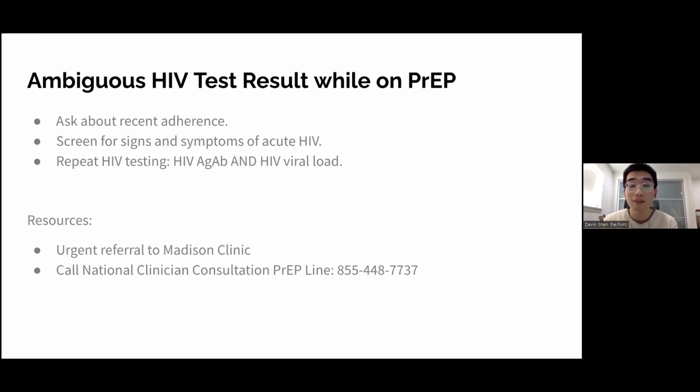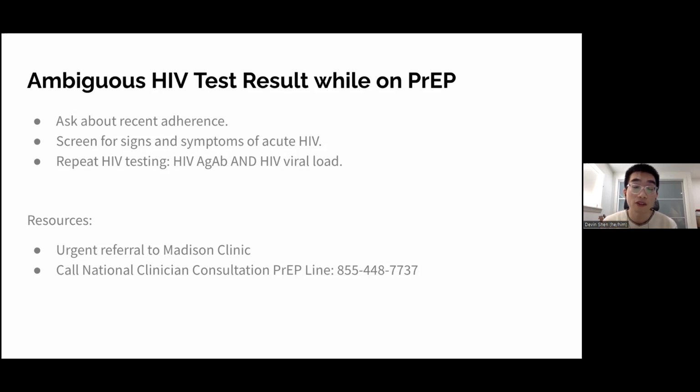Have they been taking the medication? And if they have, then it's less likely that they have a true HIV positive test. However, you do want to talk to them about signs and symptoms of acute HIV and see if they have any of those. You would repeat an HIV test with both the antigen antibody and the viral load to confirm whether this is a true positive.